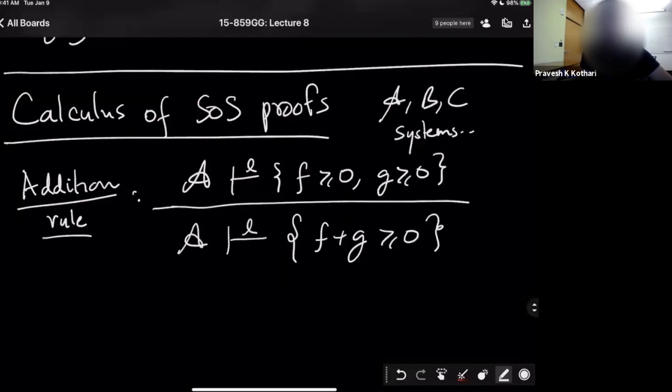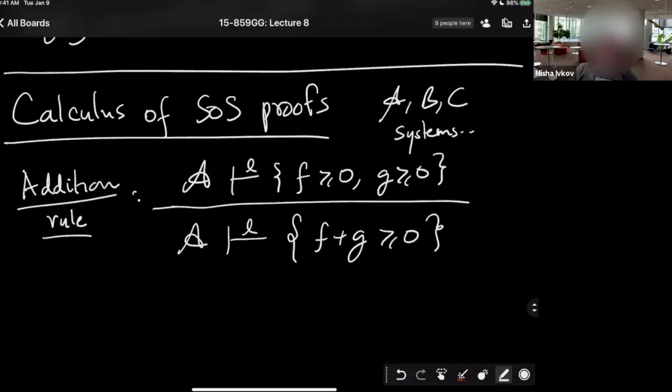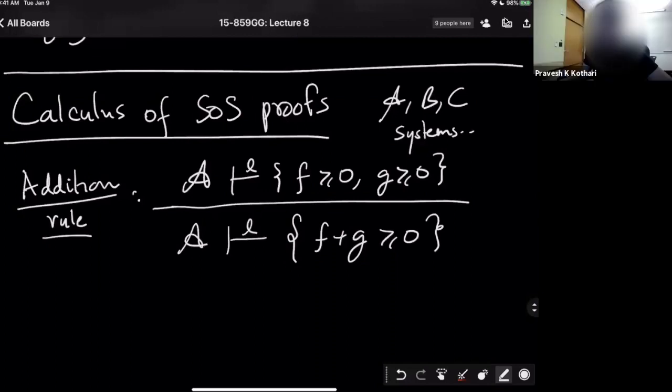I promise I'll ask you only for this one and then write the other rules and keep quiet. I'll not ask you again and again. Just this one, I do want you to tell me. Just add the coefficients up.